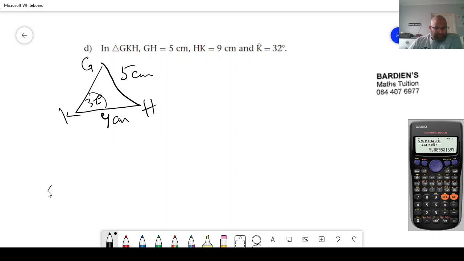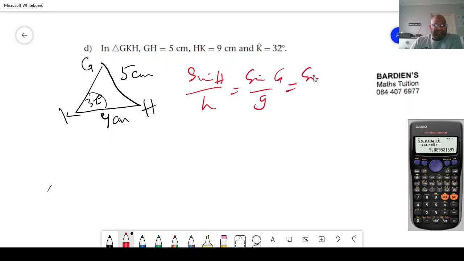So let's go with what they want now. They want you to solve the triangle. So we're going to say sine of h over h is equal to sine of g over g is equal to sine k over k. Okay, so we fill in what we have.